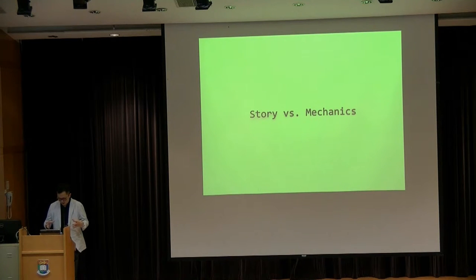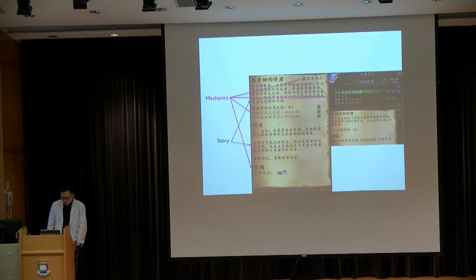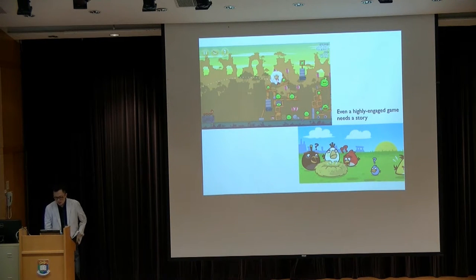So in the previous slides, we reviewed the story and the mechanism design in games. Of course, you can find both of them inside the World of Warcraft mission. For example, this is the mechanical design, and this is the story and narrative design. Even a highly engaging game should have a story. For example, this is Angry Birds. In Angry Birds, what you need to do is sling the angry birds to beat the pigs. And its story is that those evil pigs steal your eggs, and you need to defeat those pigs to get back your eggs.